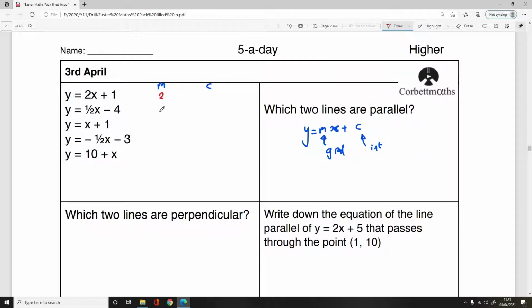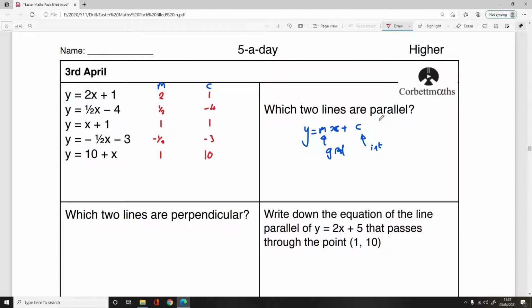We've got gradient of 2, gradient of a half, gradient of 1, because it's just 1x, gradient of minus a half, and gradient of 1 again because it's 1x. It's not the first number you see, it's the number in front of the x. The values of c are not really relevant to this question, but let's talk about them anyway: those are where they go through the y-axis.